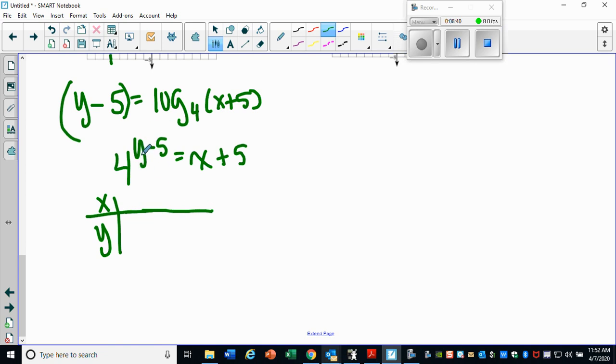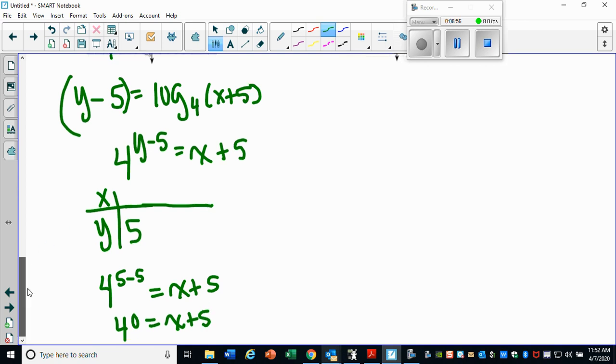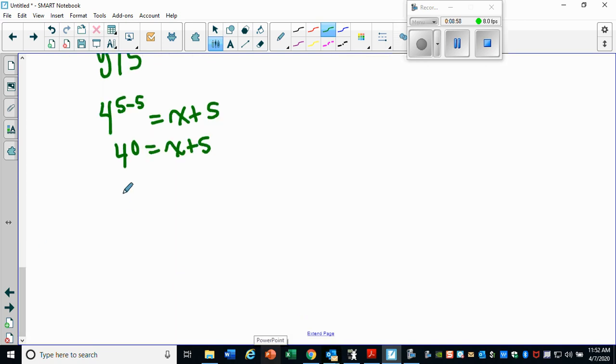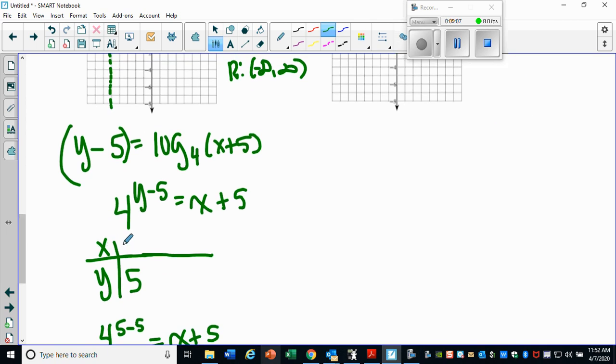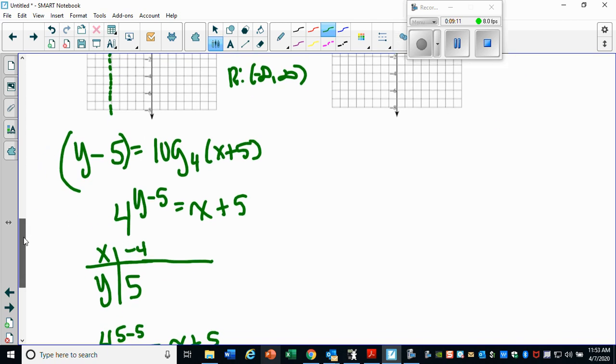So right here, if I want this exponent to be 0, I'm going to pick a value of y to be 5 because I end up with 4 to the 5 minus 5 equals x plus 5. 4 to the 0 equals x plus 5. We know that 4 to the 0 is equal to 1. So 1 equals x plus 5, and x is equal to -4. That was a lot of solving right there. So I know I have the ordered pair -4, 5.